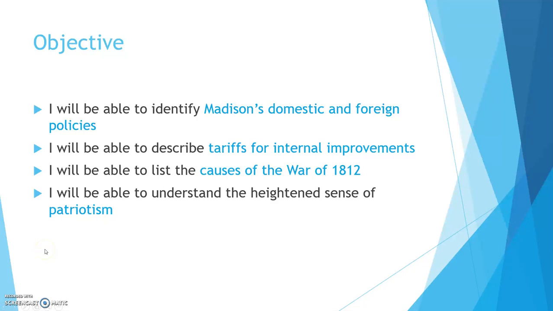Okay, so we just finished up Thomas Jefferson's presidency, and now James Madison is going to become president. So at the end of the PowerPoint, you should be able to do these things. You should be able to identify Madison's domestic and foreign policies, describe tariffs for internal improvements, list the causes of the War of 1812, and understand the heightened sense of patriotism.